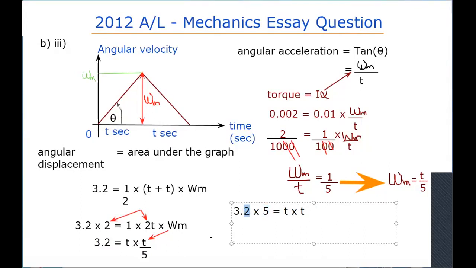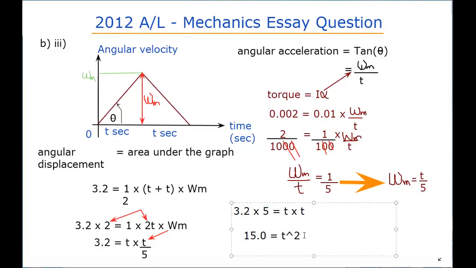5 times 2 is 10. You can put a 0 there. 3 times 5 is 15 equals t into t, which is t square. If t square is 15, what is t? Square root 15. Square root of 15.